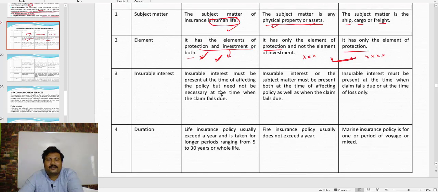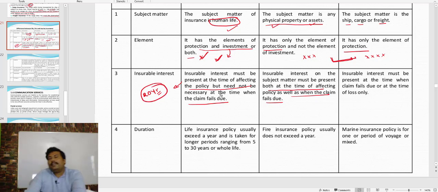Insurable interest must be present at the time of effecting the policy, but need not be present at the time when the claim falls due. Insurable interest in the subject matter must be present both at the time of effecting the policy as well as when the claim falls due. Very simple to understand: I took a life insurance for 20 years. In life insurance we purchase, at that time it is there. If any uncertainty happens with our life, I will get the money. So it is at the time of taking the insurance policy. But if nothing happens with my life, they will still return the amount to me.